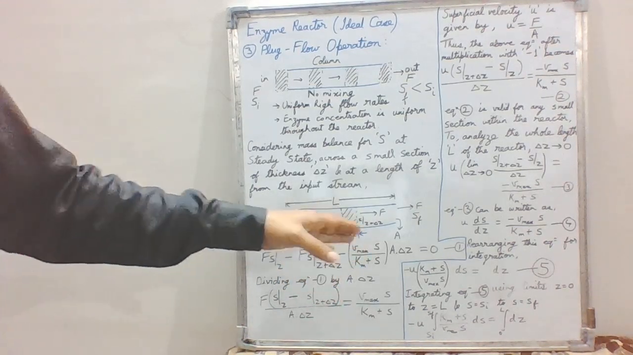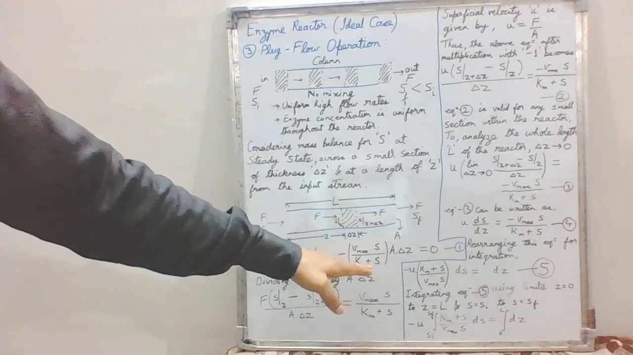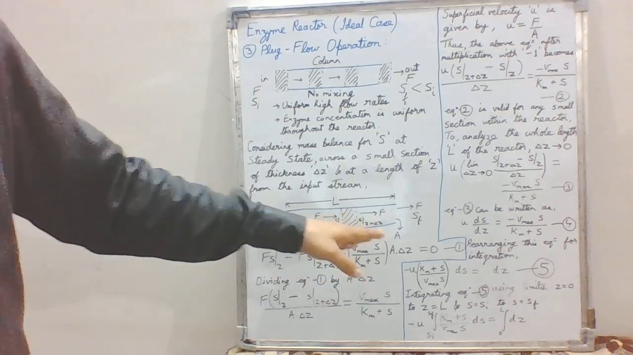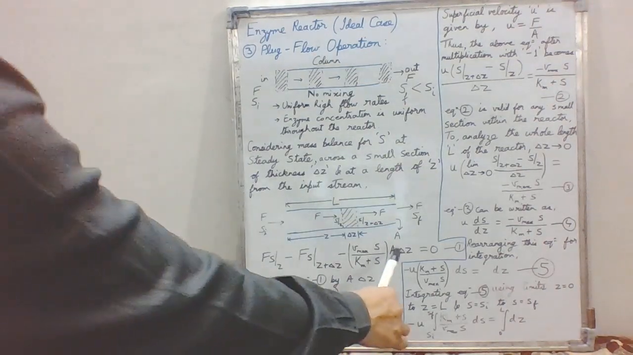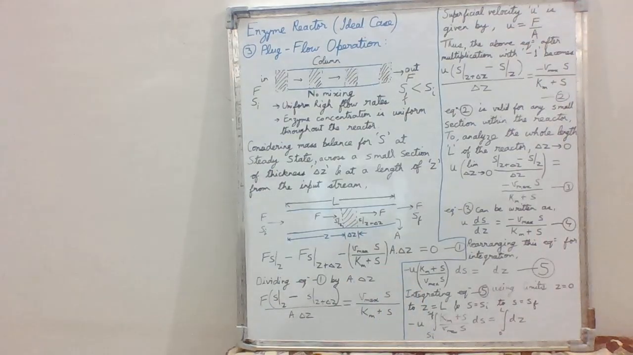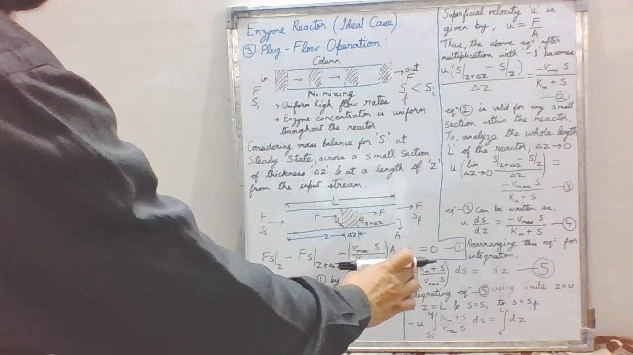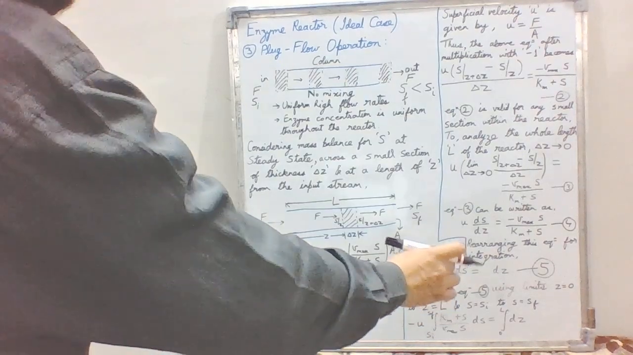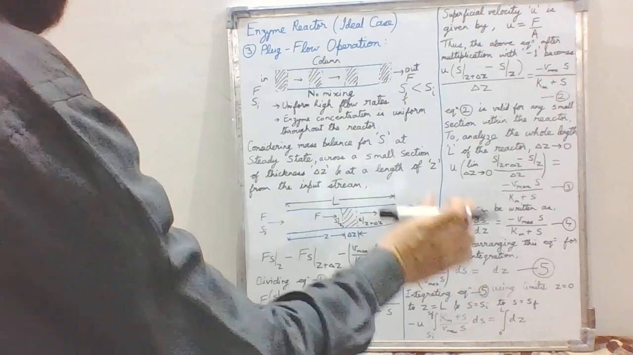By Michaelis-Menten kinetics, Vmax S upon Km plus S will be the rate of consumption. Because these are concentration terms, this rate of reaction is volumetric. So by multiplying it by volume, we get the mass consumption rate. Since this is a steady state, there will be no accumulation. We assume there is no accumulation of the substrate in the plug flow reactor, so it is zero.